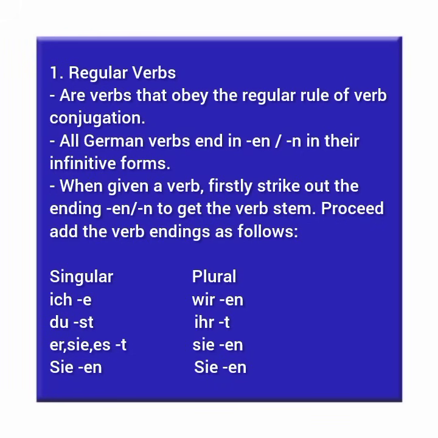Now, in er, sie, es, the ending is t, and then the plural of er, sie, es is sie, they, and you're saying they in small letters because these are not full sentences. And then lastly, we have Sie, capital S-I-E. Now, this one is always in capital because it's the polite form of du. It's the polite form, also meaning you. The plural of Sie remains Sie.